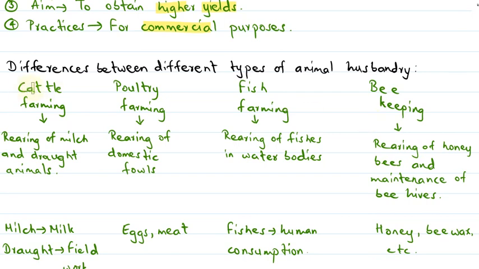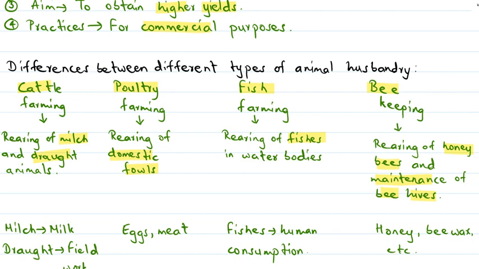Then we also discussed the difference between different types of animal husbandry. As we had already discussed, there are 4 different types of animal husbandry. One is cattle farming, then poultry farming, then fish farming and fourth is beekeeping. So in cattle farming, what happens? There is rearing of milch and draught animals. In poultry farming, there is rearing of domestic fowls like chickens, turkeys, ducks, etc. In fish farming, there is rearing of fishes in water bodies, and in beekeeping, there is rearing of honeybees, and it also involves the maintenance of beehives.